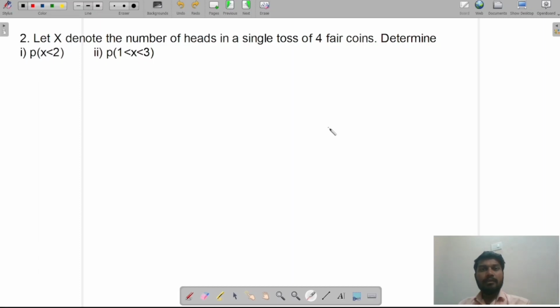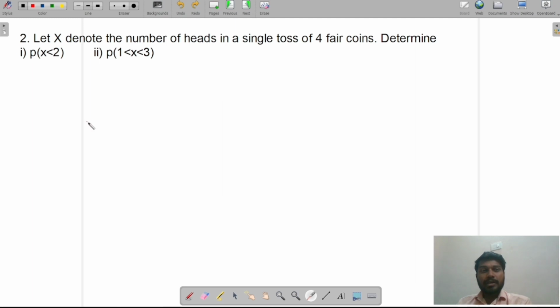Hello students, welcome back to lecture number 2 in discrete random variables. We'll see today's question. Let capital X denote the number of heads in a single toss of 4 fair coins. Determine P of X less than 2 and P of 1 less than X less than 3.